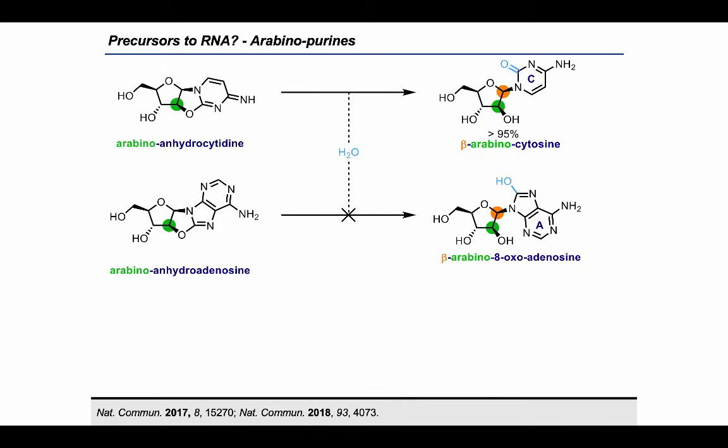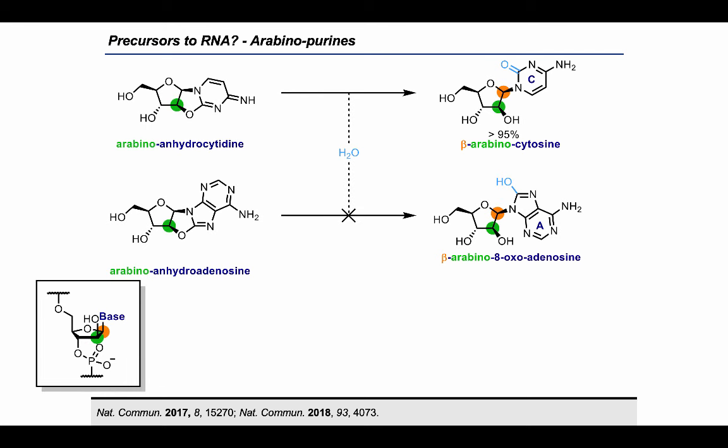Follow-up work to these pathways has further investigated the chemistry of arabino intermediates, phosphorylation of which avoids ribonucleotides, but hydrolysis gives the arabino monomers. Hydrolysis of arabino anhydrocytidine yields beta-arabinocytosine, but arabino anhydroadenosine is resistant to hydrolysis. Because arabino monomers are still capable of forming genetic polymers that can base pair with a complementary strand, these monomers may still be relevant to the origin of coding and the origin of life itself.